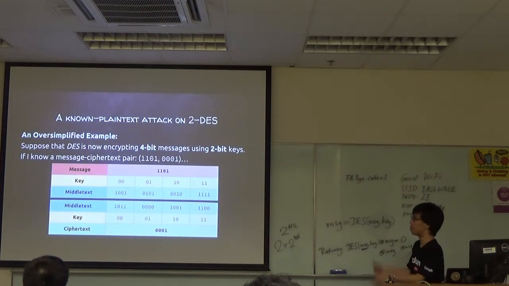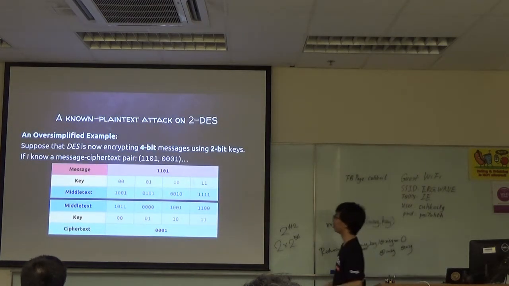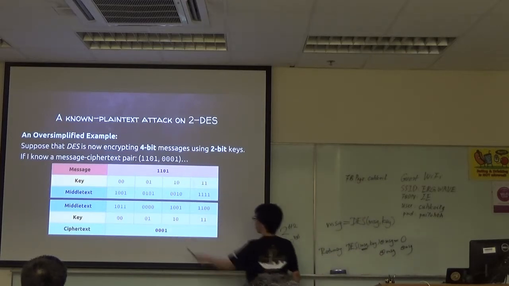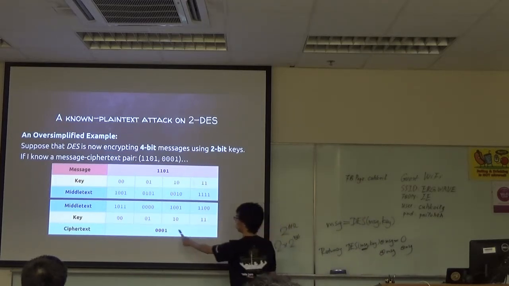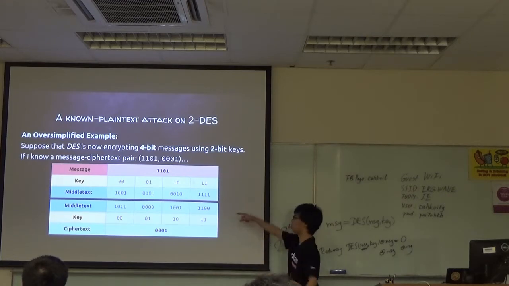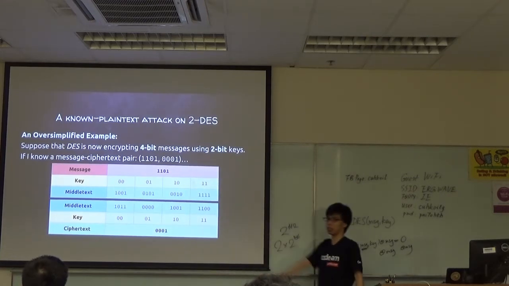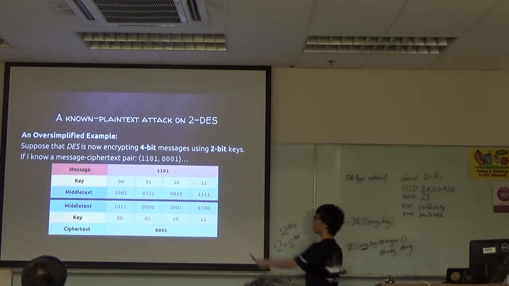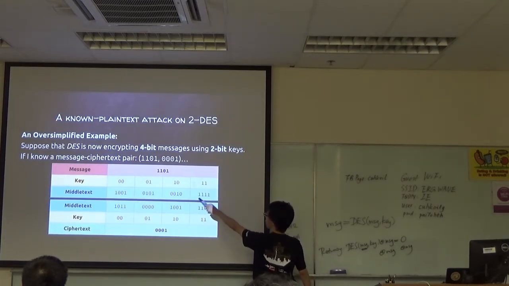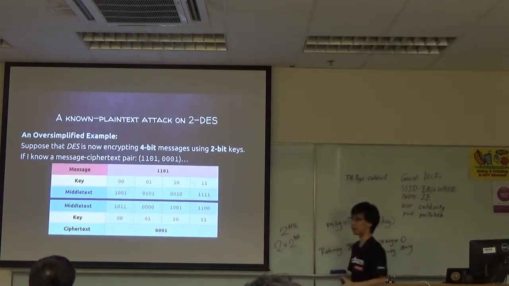Let me give an oversimplified version for DES. Assume that we have a message and a ciphertext. We decrypt the ciphertext using all of the keys, and we get four different possible cases for the middle text. And if we encrypt the message, there are also four cases as the middle text.